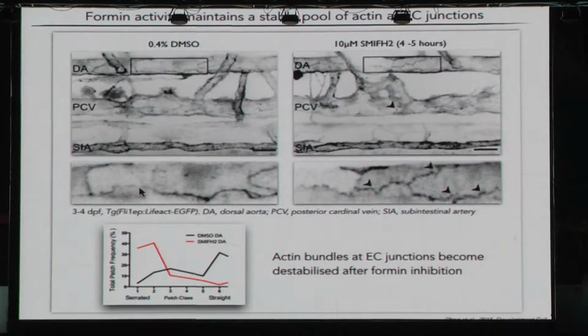In control, you can see the actin cables are linear in morphology. But after formin inhibition using SMI-FH2, the cables become more serrated in appearance. So this is the quantification, where in red you can see that actin cables in embryos that are treated with SMI-FH2, they are more serrated when compared to control. So this indicates that actin bundles at the junctions become destabilized after formin inhibition.